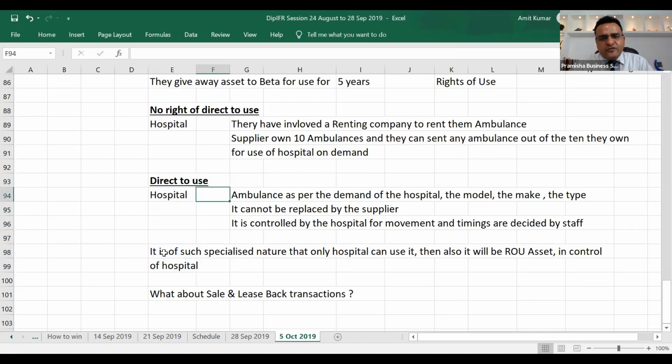The hospital is able to direct the use, which means they are able to tell when this ambulance will move out of the hospital, when they want it at the hospital premises, and when they do not want it at the hospital premises. It can be decided by the staff of the hospital. But if we are simply getting a service from a supplier, where whenever we need an ambulance we simply call them and they'll send any ambulance, then in that scenario the ambulance is not in our control. We'll be able to receive this facility only on demand, and we do not even know which ambulance will come for providing the service. So there is a difference between the two.